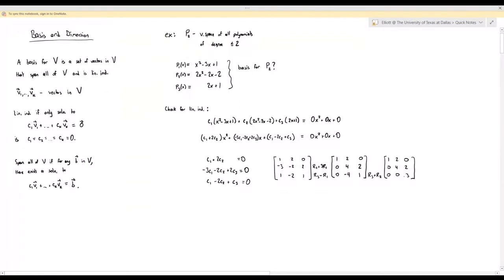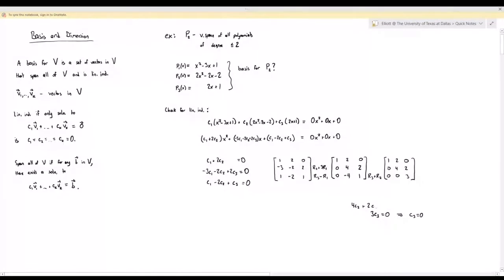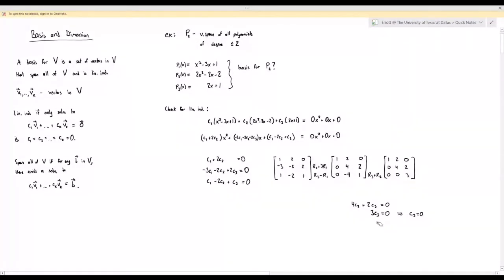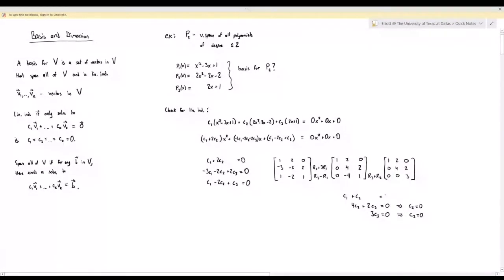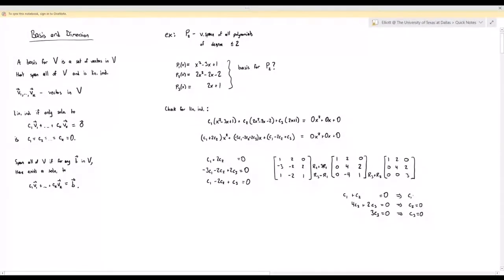So you can see the last row gives us the equation 3c3 equals 0. So therefore you get that c3 is 0. Then the second row gives you 4c2 plus 2c3 equals 0. And with c3 being equal to 0, you can get that c2 is 0 as well. And finally, the first row gives you c1 plus c2 is 0. And since c2 is 0, you get that c1 is 0 as well. Okay. So here we found that the only solution to the system is where all the c's are equal to 0. So by definition, that means that our 3 polynomials were linearly independent. Okay.